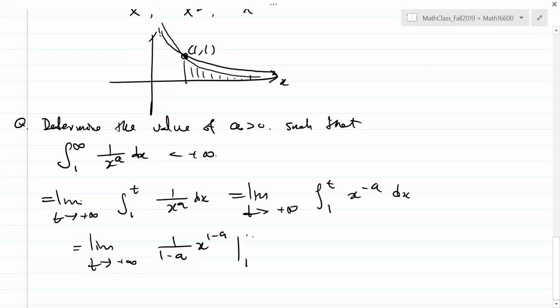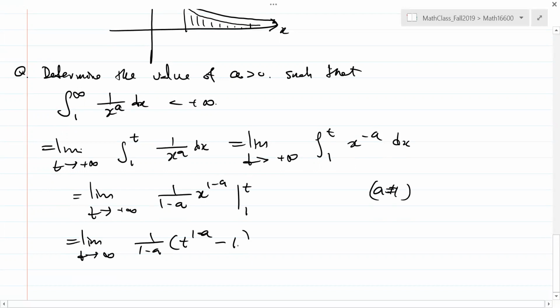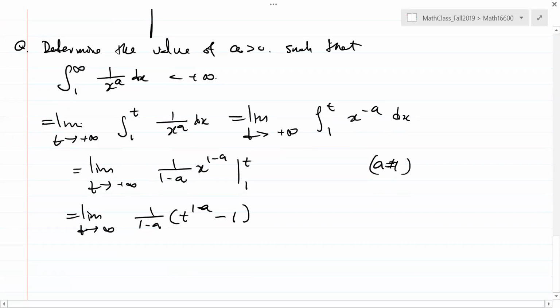Evaluate at t, okay? We assume that A is not 1 because we already did the case A equals 1, right? So just look at A not equal to 1. All right. Okay, so let's understand the limit. t to the 1 minus A, minus 1 to the 1 minus A, it's just 1. So the limit is determined by the first term.